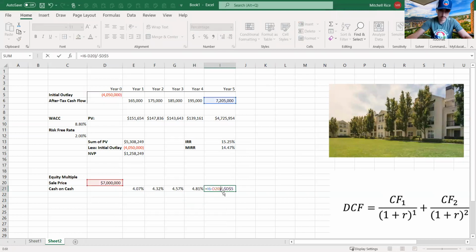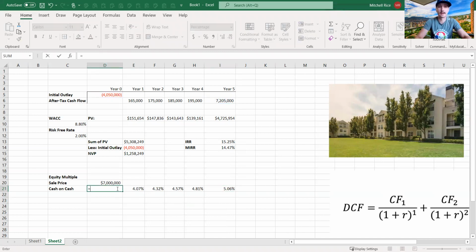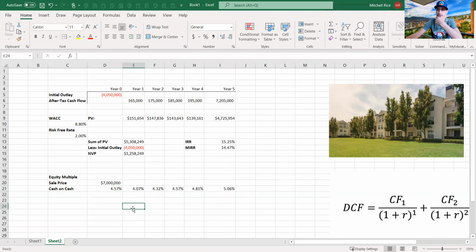That didn't work. Let's try putting parentheses around this. There we go. And then you can calculate an average cash on cash for the life of your hold period, which is 4.57%. Cool. Equity multiple is really similar to cash on cash, except that it's a multiple, it's a number, it's not a percentage.